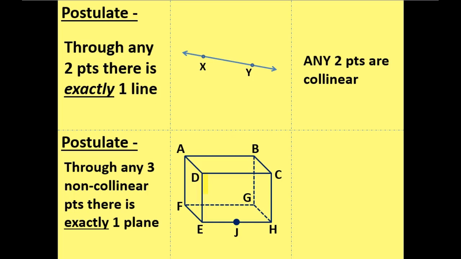All right, so look at points A, B, and E. Are points A, B, and E coplanar? No. Okay, so reread this: through any three non-collinear points, there's exactly one plane. So find A, B, and E. Are those three non-collinear points? Do they determine a unique plane then? Yes. So are they coplanar? Yes.